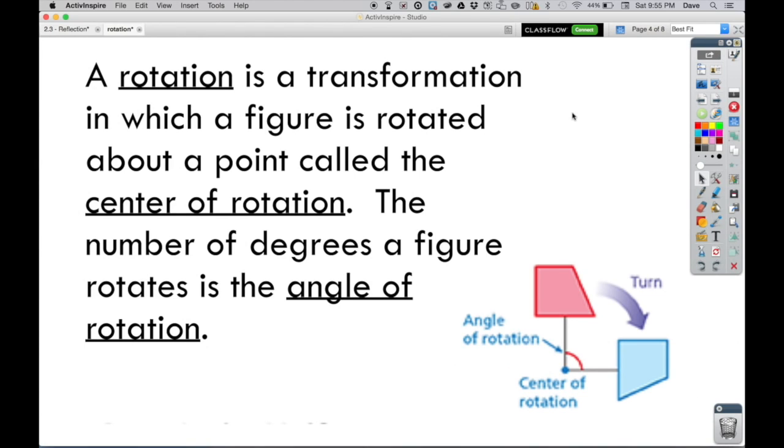So a rotation is a transformation in which a figure is rotated about a point called the center of rotation. The number of degrees a figure rotates is the angle of rotation. So if you take a look down at our picture down here, you can see the original trapezoid in red, and it's being rotated around this point here, the center of rotation, and it looks like they're going clockwise, looks like about 90 degrees, but whatever that degree is down here, that's the angle of rotation.